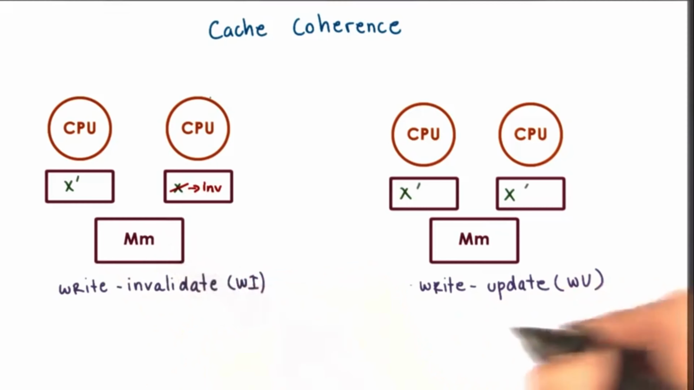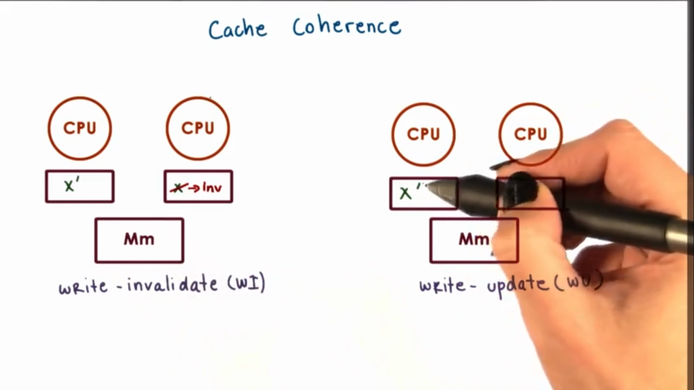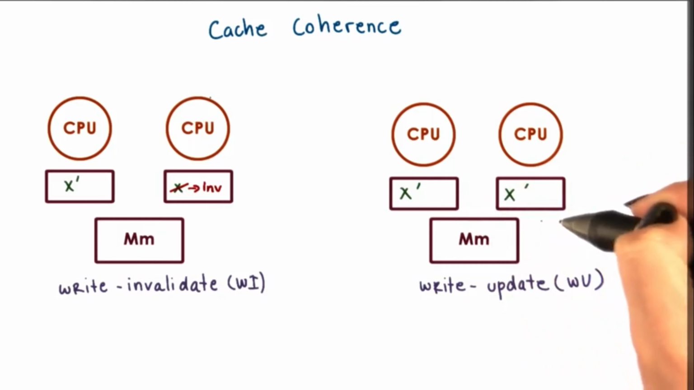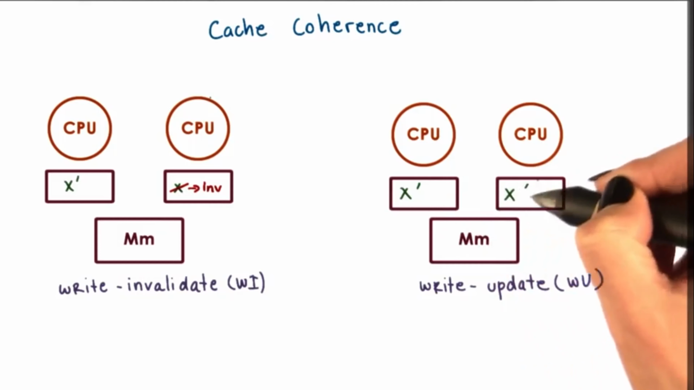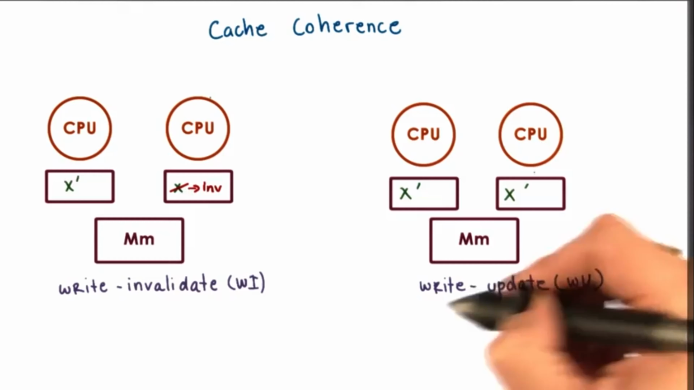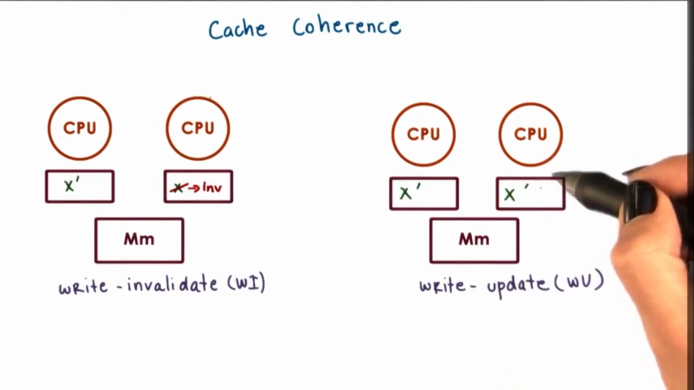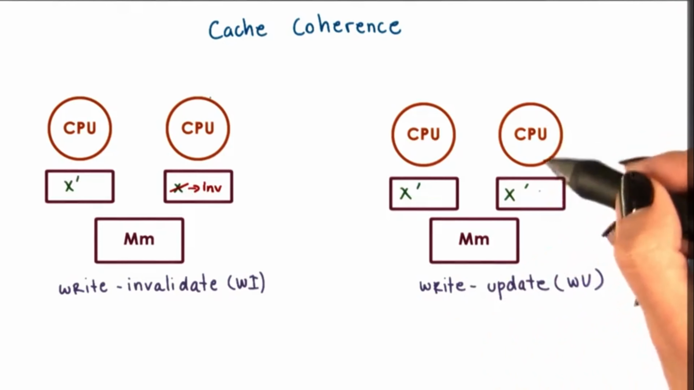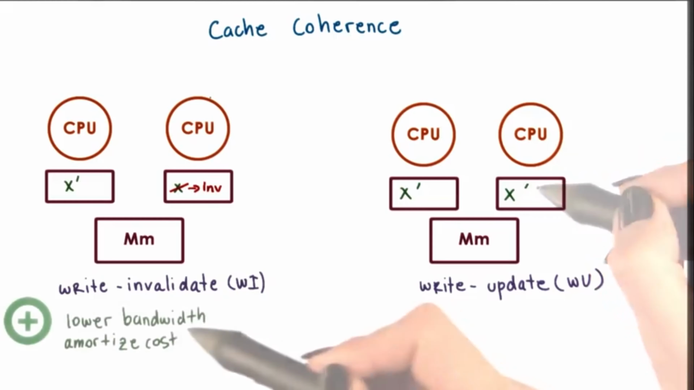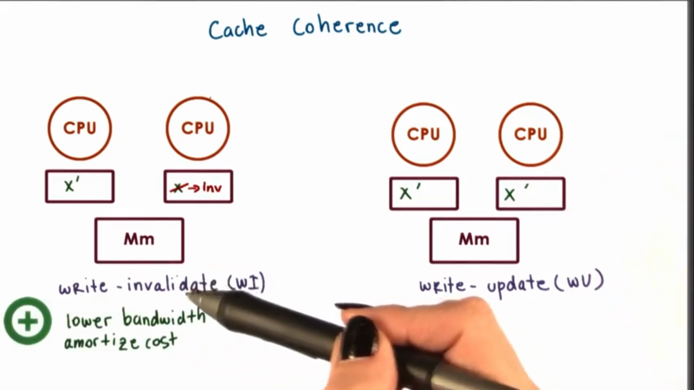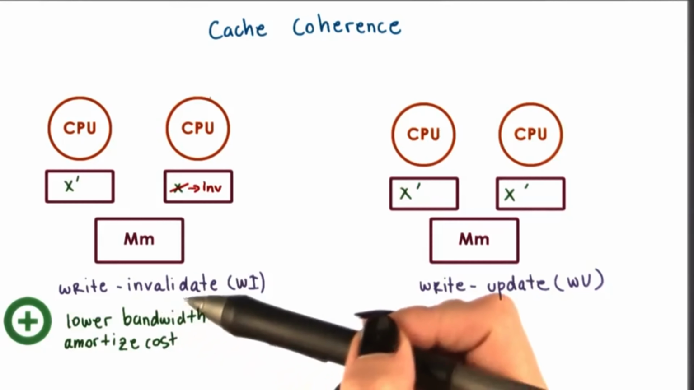In the write update case, when one CPU changes the value of X to X prime, then the hardware makes sure that if any other cache has cached that same memory location, its value gets updated as well, as the name of this method suggests. Subsequent accesses to this memory location from the other CPU will result in a cache hit and will return the correctly updated new value. The trade-off is that with write invalidate, we actually pose lower bandwidth requirements on the shared interconnect in the system.